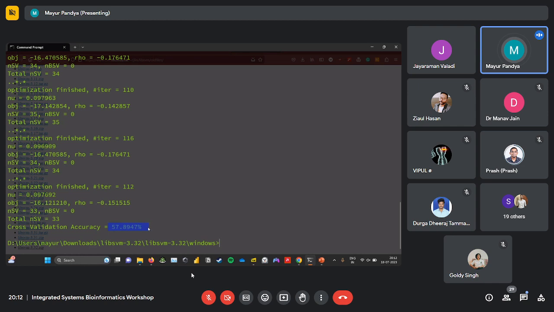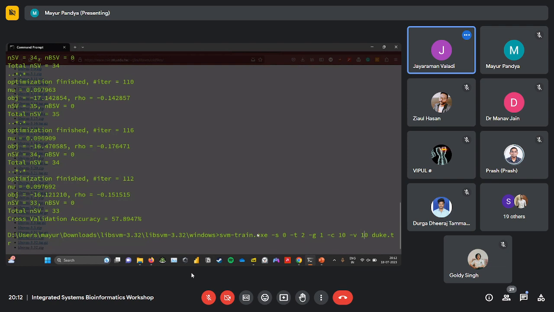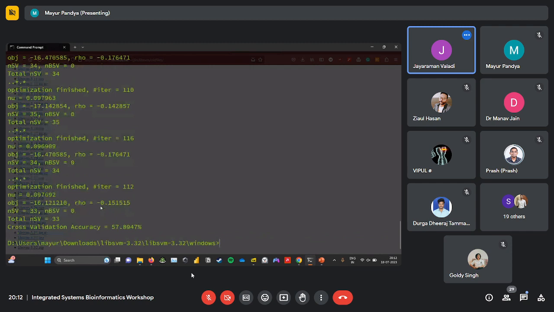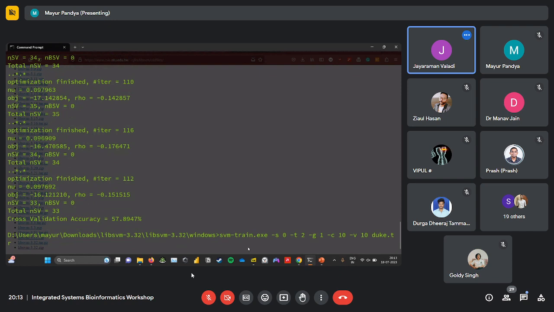It's a bad accuracy. It's 57.89, which is not very good. Let us try to change the parameter and see whether it increases. Put G as 1 and run. Now G is 0.1. And now C is 100.